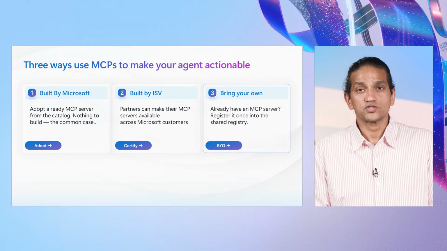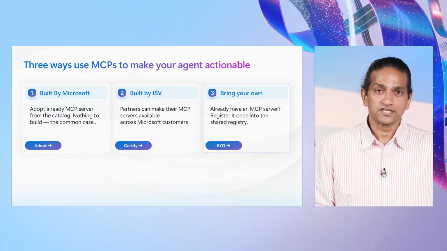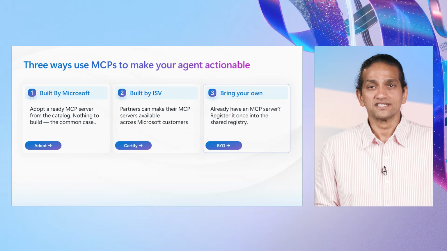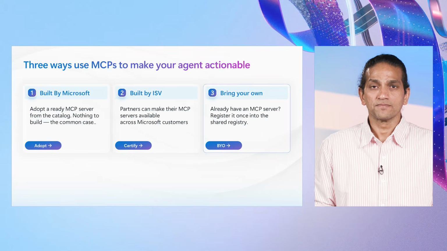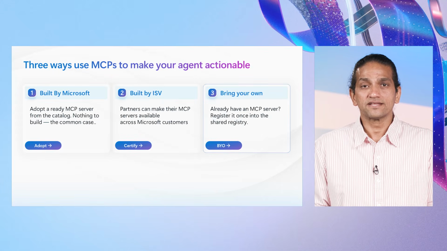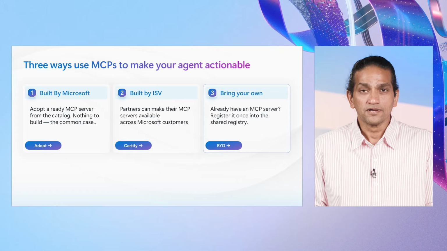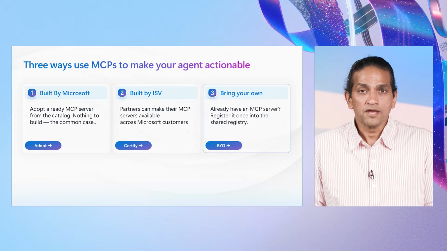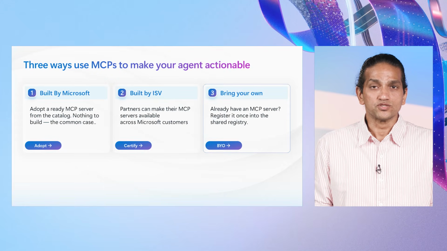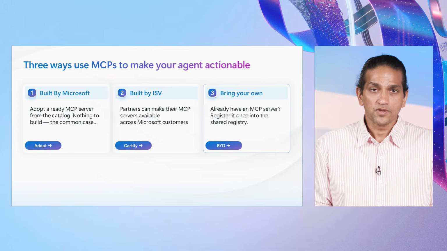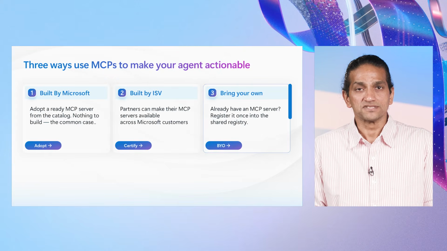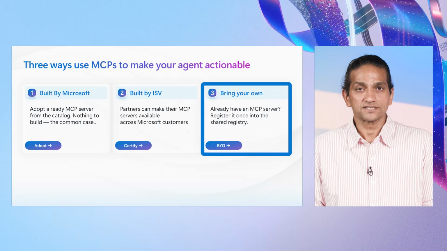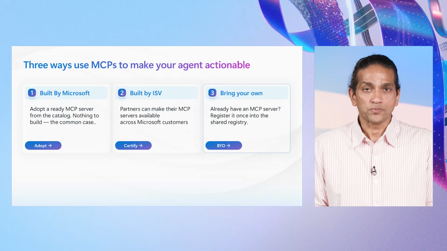Back to you, Sabine. Well, we just walked through the catalog and saw it in action in the demo. That covers the first two paths: Microsoft-built servers you can adopt directly, and ISV partners who have certified their servers to reach Microsoft customers. But there will be situations where the catalog does not cover everything you need. Maybe your organization has built an MCP server for a specific internal tool. Maybe you have a line of business system that is unique to your industry or your tenant. Or you simply have a remote MCP server you want to bring in and put under governance. That is exactly what the third option is for.